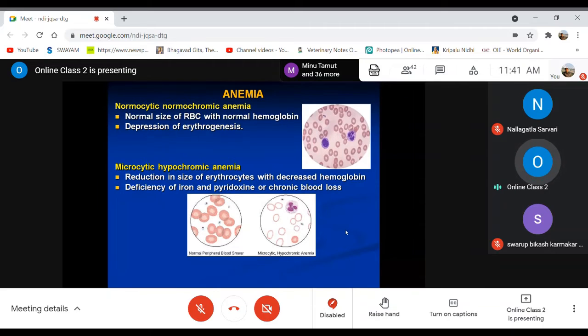So that used to be caused in case of deficiency of iron, pyridoxine, or in case of chronic blood loss. In such cases, you may come across microcytic hypochromic anemia, right?